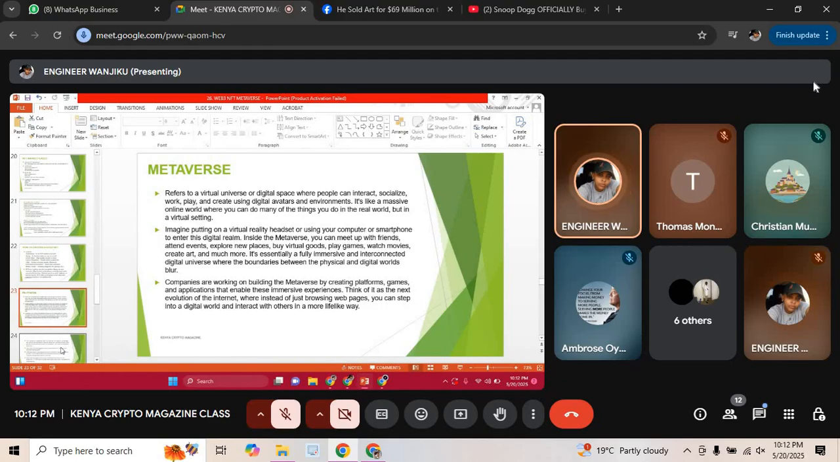If you've ever done a VR, most malls in Kenya have this virtual reality thing. If you've done a VR, thumbs up. If you have an experience with VR, virtual reality, thumbs up. No one has experienced virtual reality?